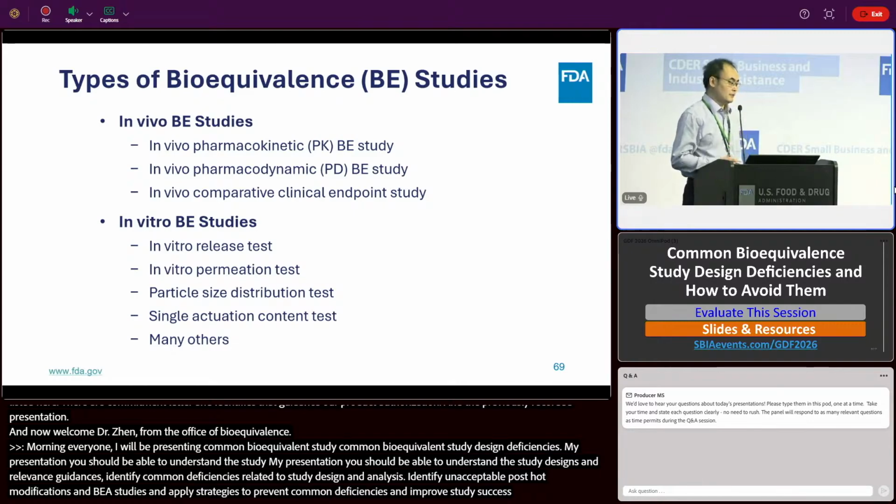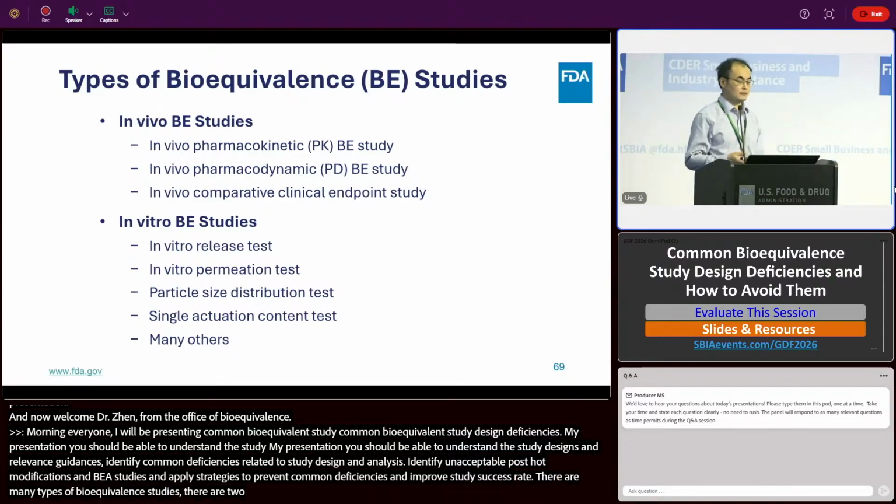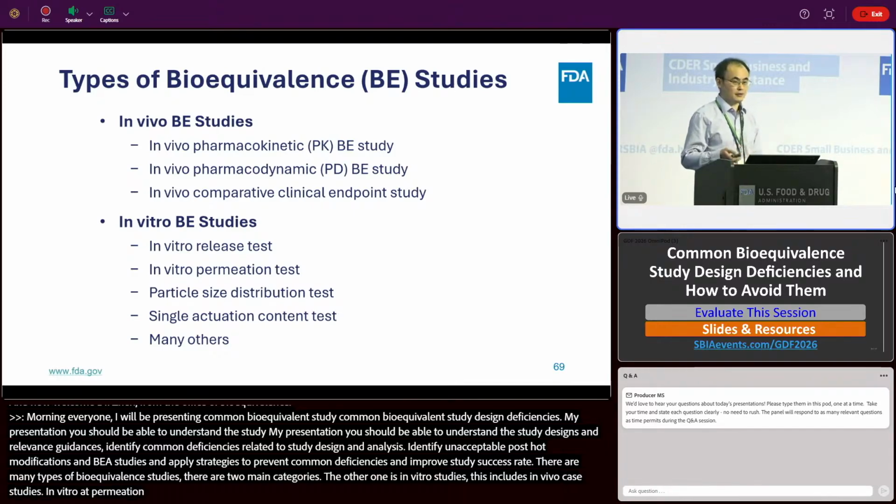There are many types of bioequivalence studies. There are two main categories. One is in vivo BE studies. The other one is in vitro BE studies. In vivo BE studies commonly include in vivo PK-BE study, PD-BE study, and comparative clinical endpoint study. In vitro BE studies include in vitro release testing, in vitro permeation test, particle size distribution test, single actuation content test, and many, many others.